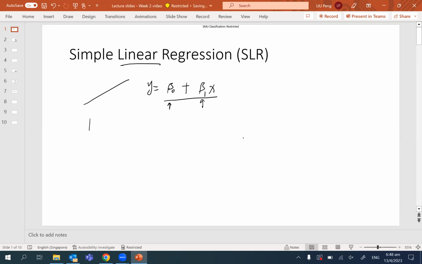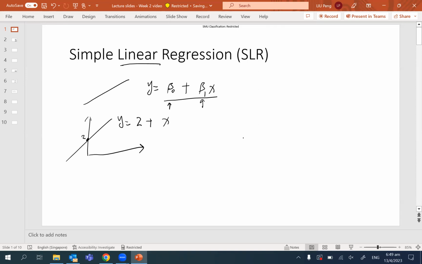For example, if I want to express maybe this line, what is the form for this line? I can express y equals to... I know that it passes this point of 2, so beta 0 is 2, and then plus maybe it's just x, so beta 1 is 1. This is the form of this linear line.